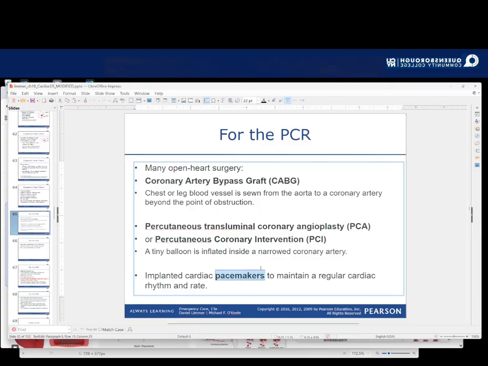Pacemakers: the sinoatrial node is the pacemaker of the heart, and if that's not working, they may have to have an artificial pacemaker put in. It's usually planted in the left upper chest, so that if they need the AED, and people with heart conditions are at higher risk of needing an AED, you can put the AED pads in the right upper chest where they're supposed to go, and the pacemaker doesn't get in the way.